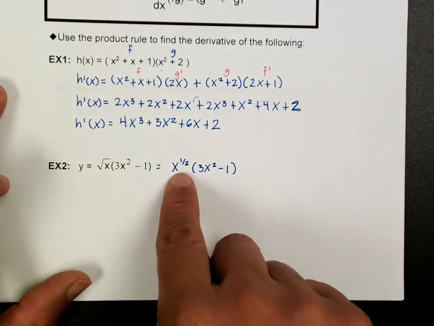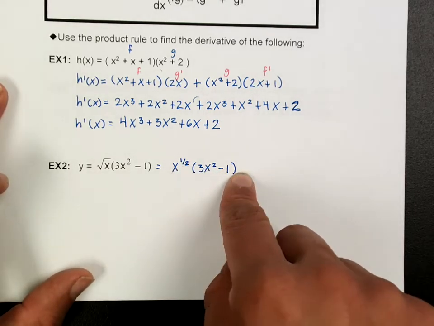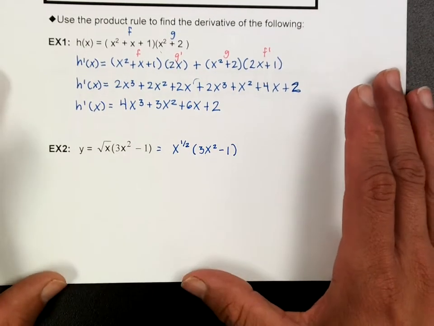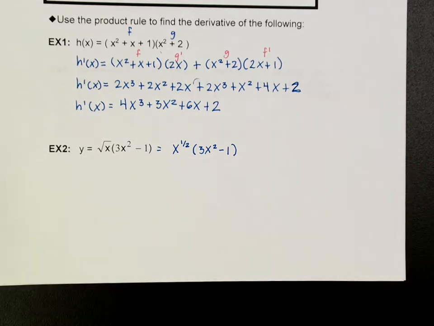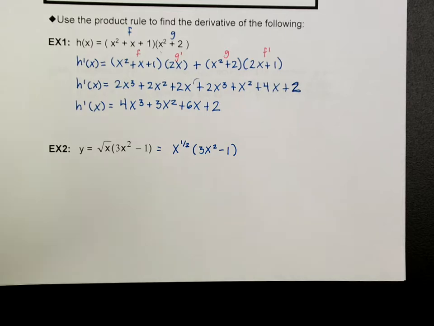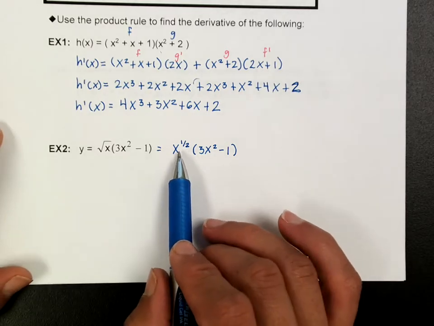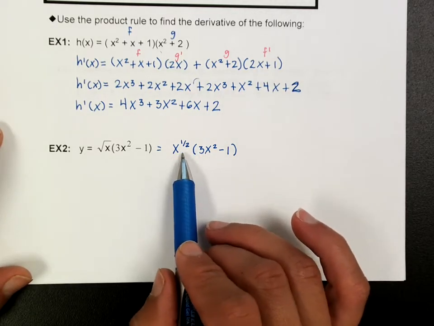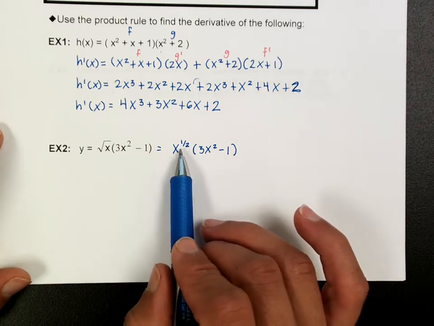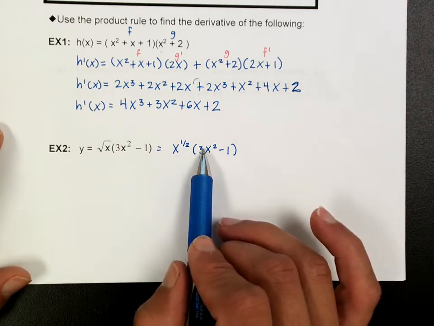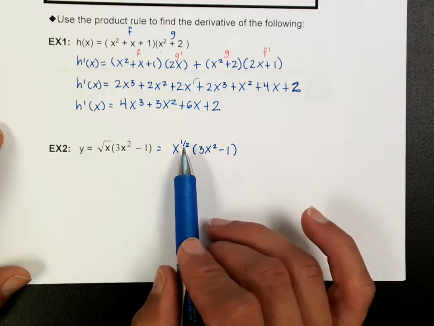If you want to distribute this x to the 1/2 to both of these, you could, and then use the power rule. And honestly, I think that would be easier. But since we're talking about the power rule, we're going to go ahead and do it with the product rule. Now don't forget, one side note is, remember, if I were to multiply this times this, I would add the exponents. So don't forget that if I were to multiply this out, I would add the exponents.